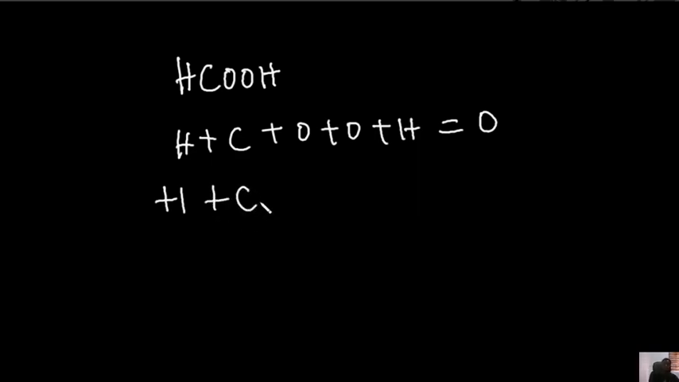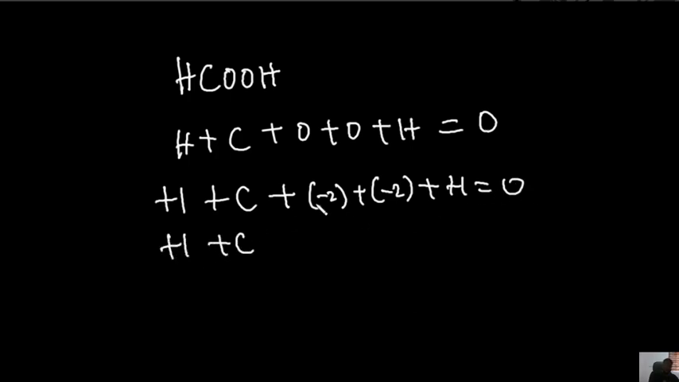Carbon will have, we don't know what carbon is, we are looking for that. Oxygen has the oxidation number of -2. The second oxygen is also -2. And then hydrogen is +1 equals 0. So let's add that up together. +1 plus carbon -2 -2 is going to give us -4 plus 1 equals 0.